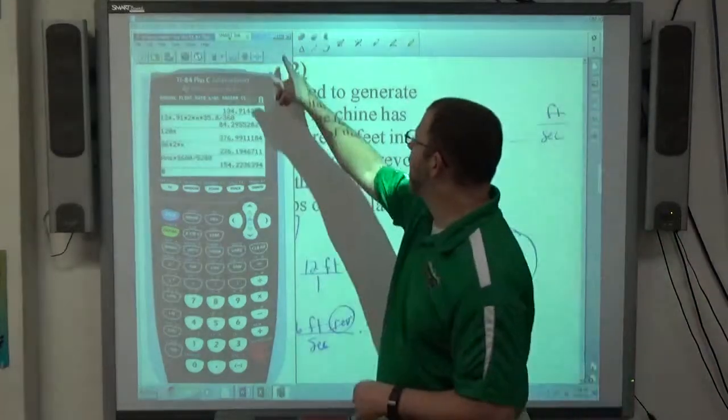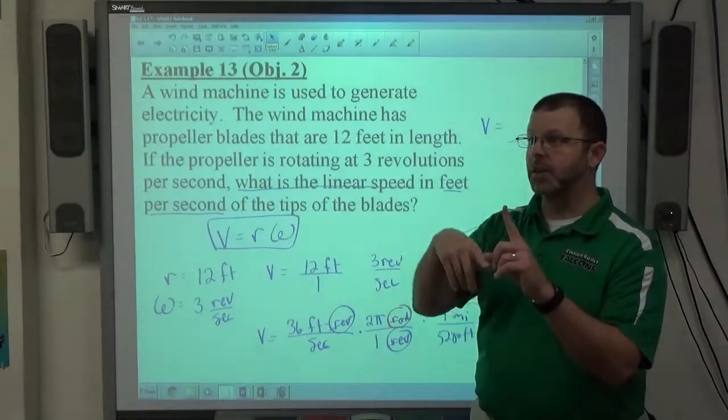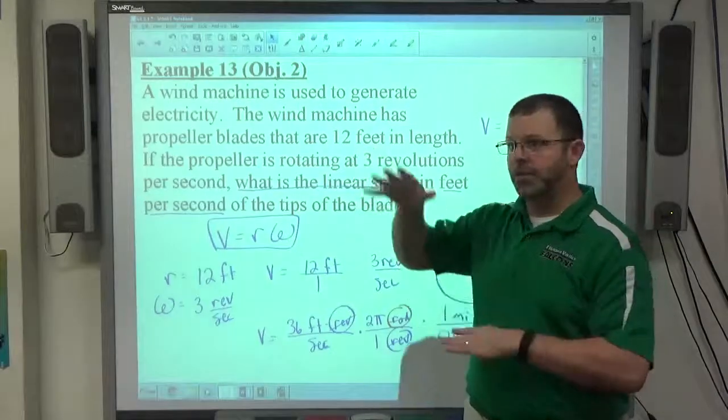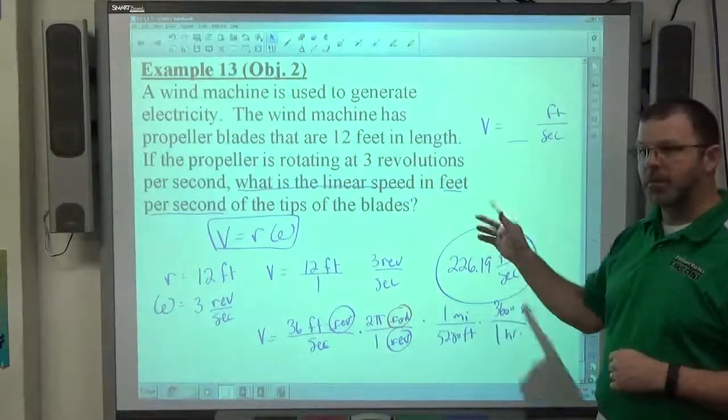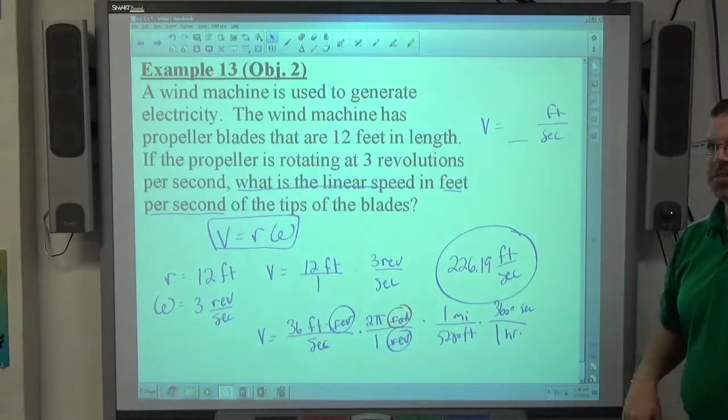And just kind of think about that. 3 revolutions per second. It's spinning pretty fast. I mean, it's going 3 times around in a second. All right, but 12 foot long, 150 whatever miles per hour. That's pretty fast. All right, so kind of amazing, those turbine things.